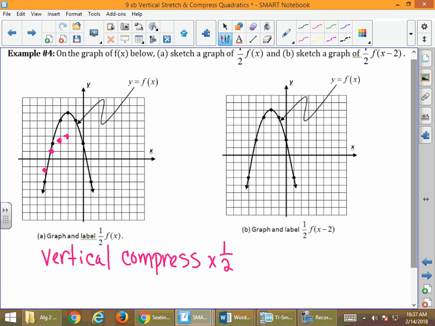The next one is -1, 5. Well, 5 times 1/2 is 2.5. Our y-intercept, 0, 2. 2 times 1/2 is 1. And finally, the last point on our graph over here is 1, -3, and -3 times 1/2 is -1.5. So here is our vertical compression.